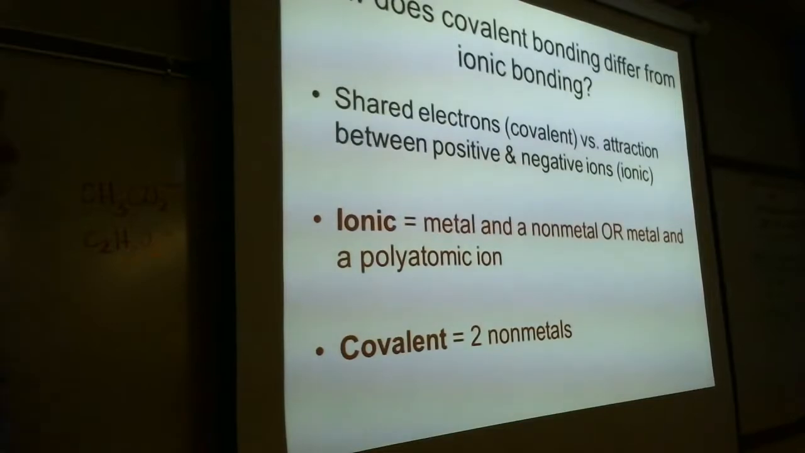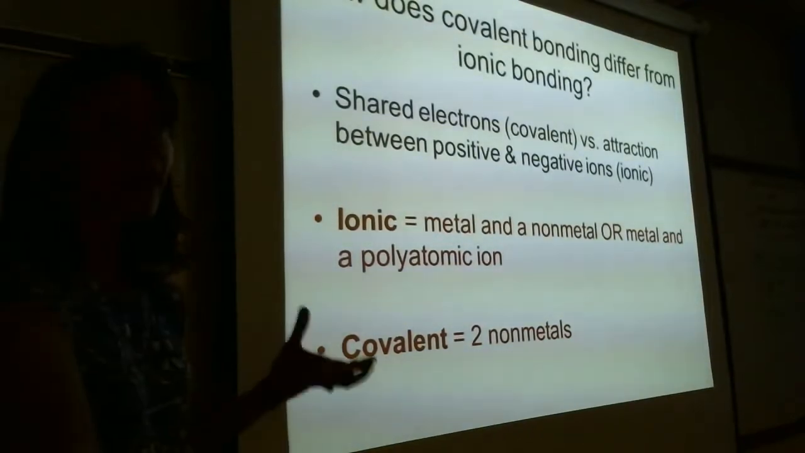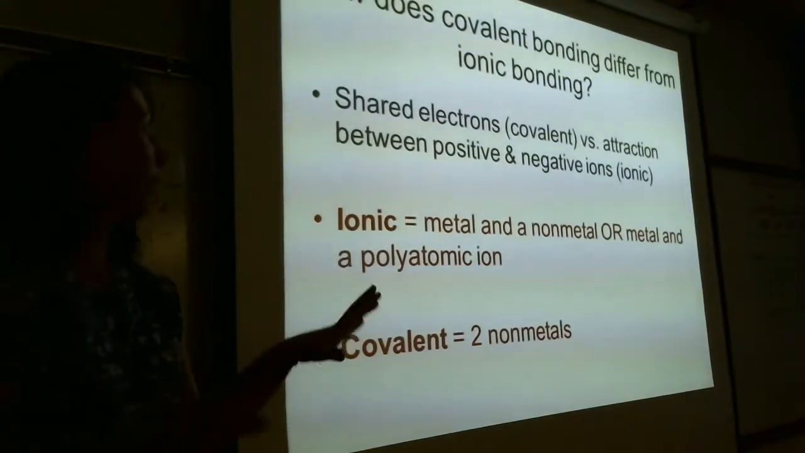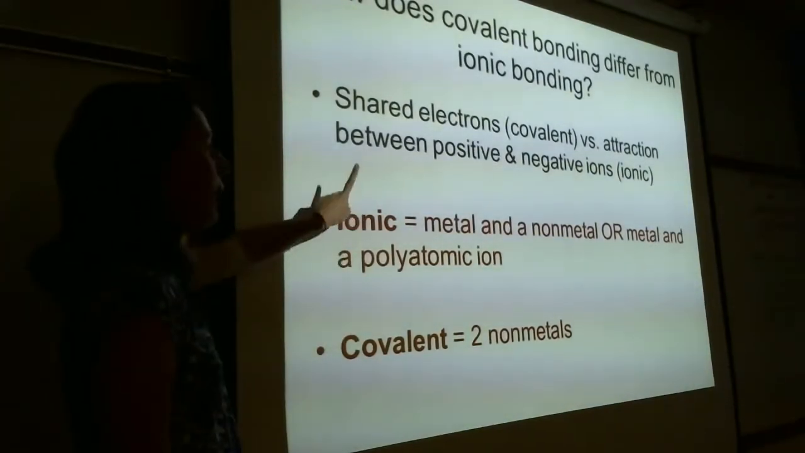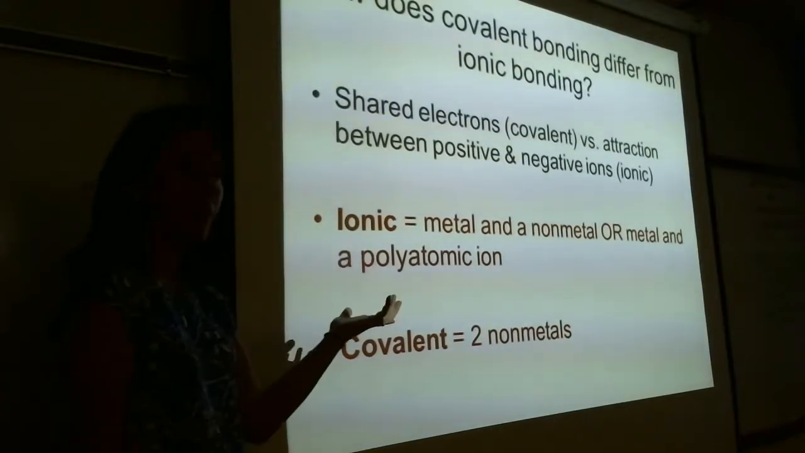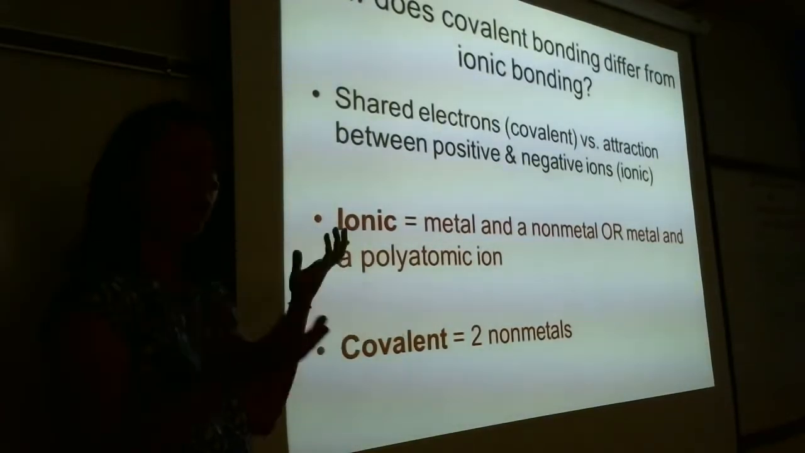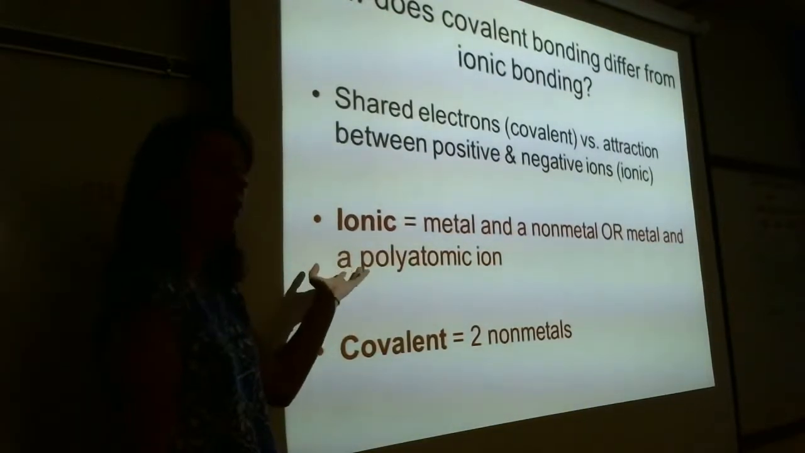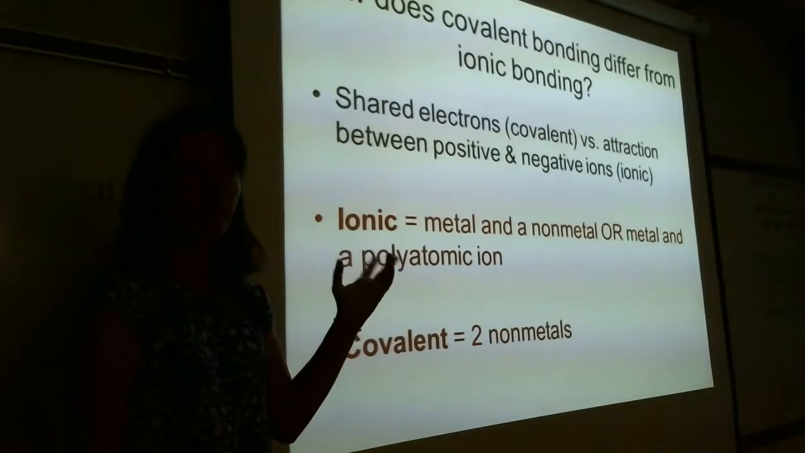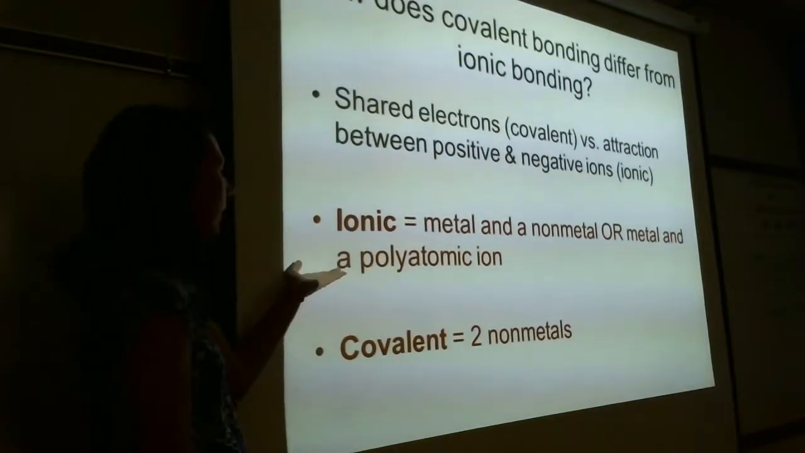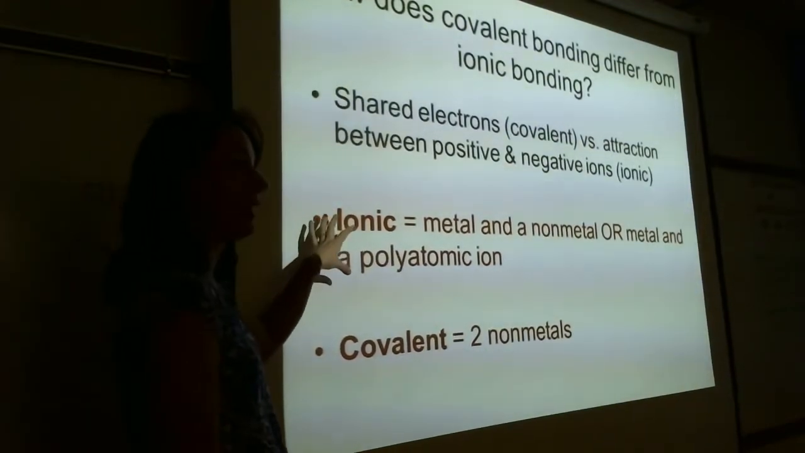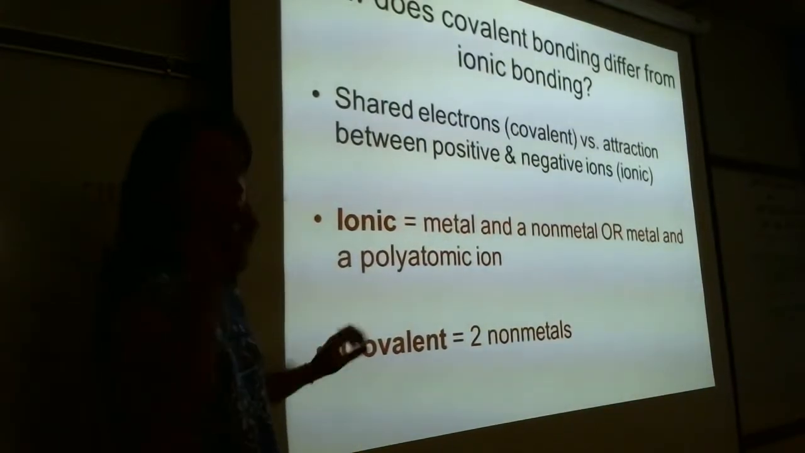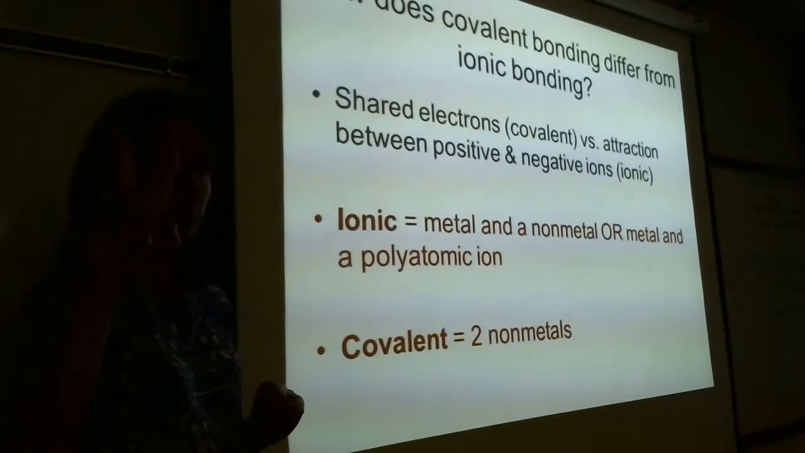You can look at a formula and tell immediately the bonding type just by looking at the formula. If it's ionic, it'll be one metal and one nonmetal. Metals form cations, nonmetals form anions, so metal plus nonmetal. Or it could be a metal and a polyatomic ion, or it could even be two polyatomic ions. Ammonium nitrate, for instance, is two polyatomic ions, so that should be a dead giveaway. You've got ionic bonding. Whereas in covalent bonding, it's always two nonmetals.